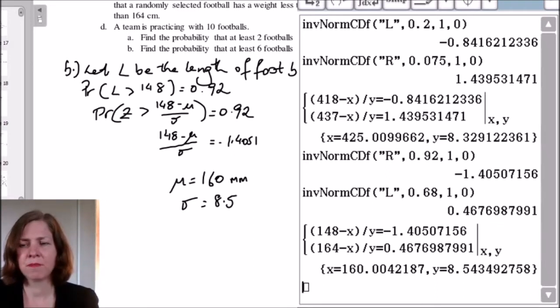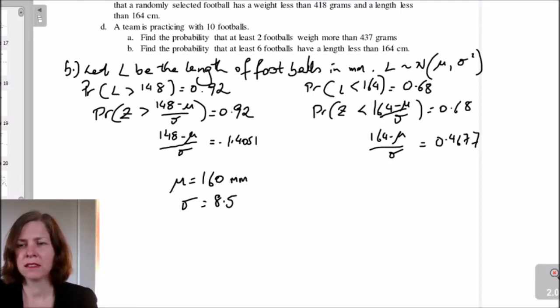Okay, so that's part A and B. Let's have a look now. I'll just take my CAS away again at part C.